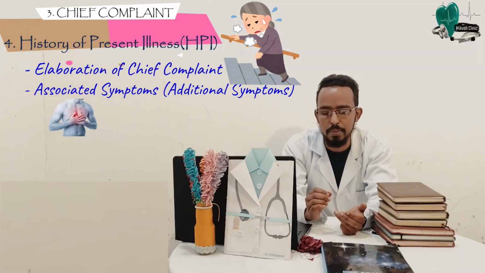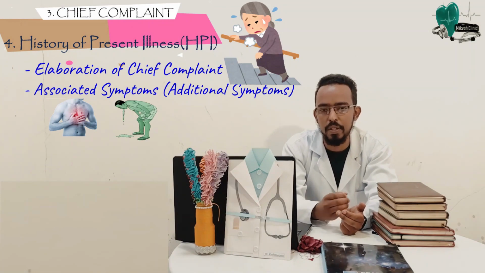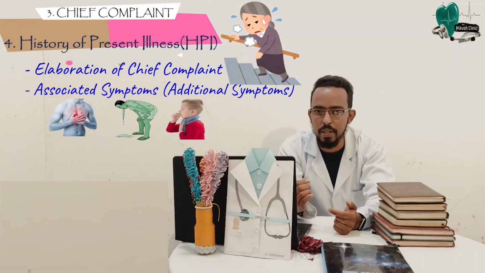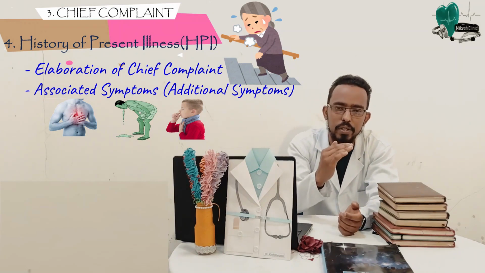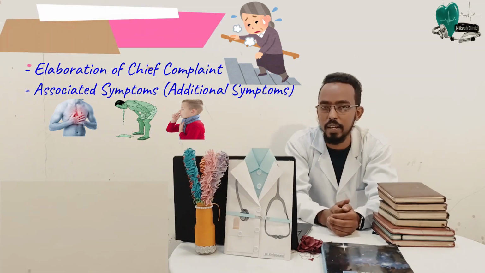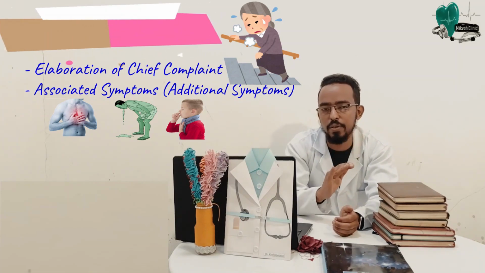I will characterize the chest pain. If he had associated vomiting, I will explain about the vomiting. If he had associated wheezing, I will explain about the wheezing. So every associated symptom should be explained, elaborated, and characterized following the elaboration of the chief complaint.